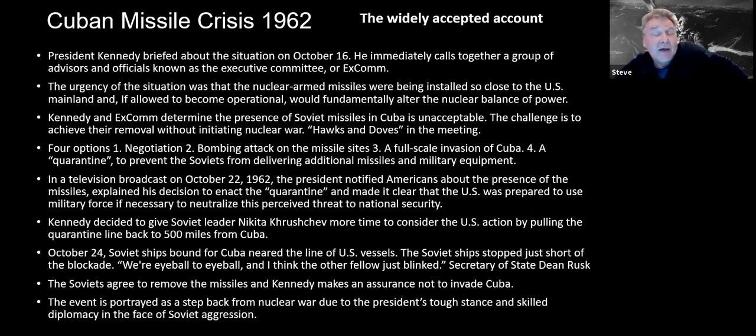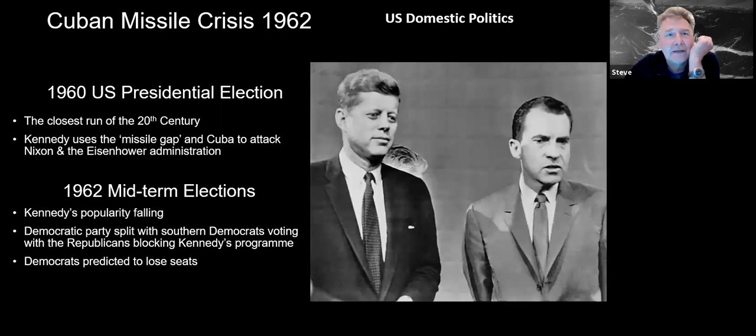And then this event ever since has been portrayed as due to the president's tough stance, his holding his nerve and skilled diplomacy in the face of Soviet aggression. So that was the story that was around for the 30-odd years after the crisis actually took place. You know what I'm going to say next: there is an alternative to this.